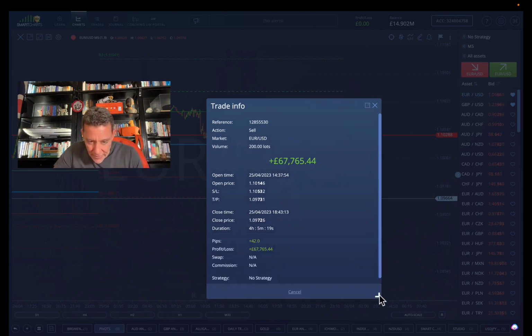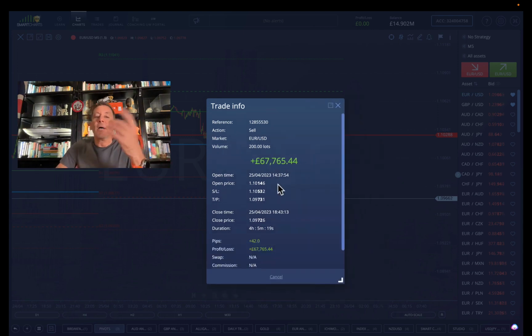How many pips was it? Let's have a little look. Yeah, 42 pips. Okay, cool. But with 200 lots, that's a decent trade. And of course, if I do it in the UK, I don't have to pay tax on that.